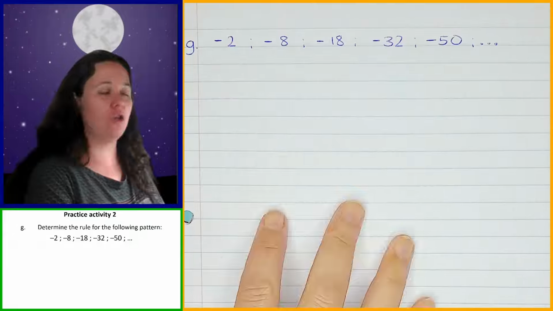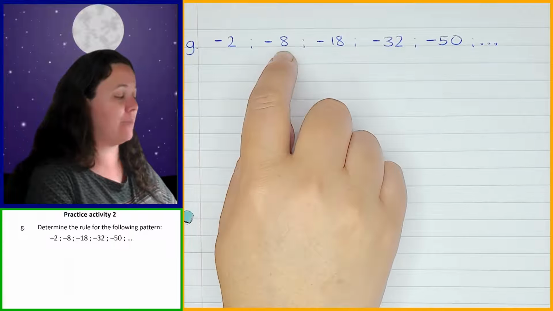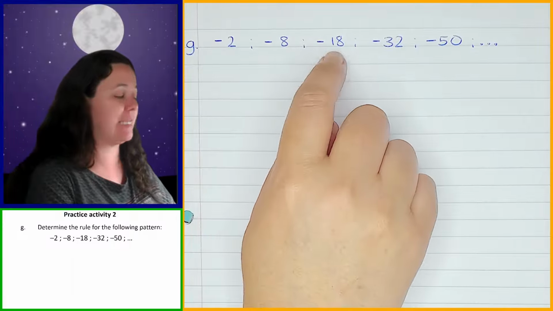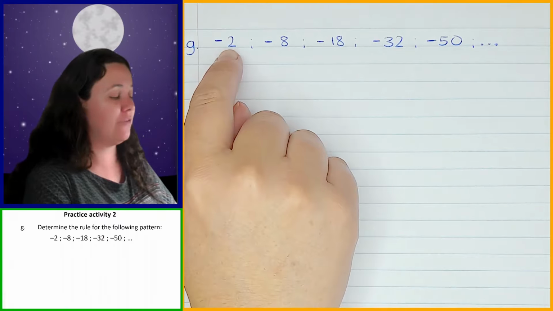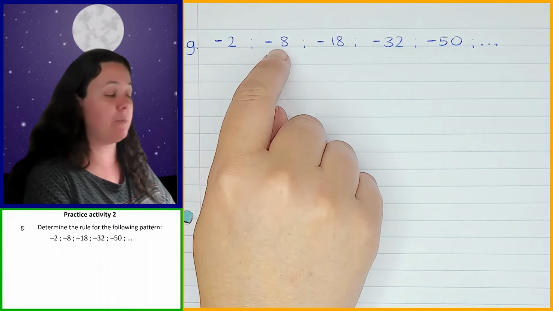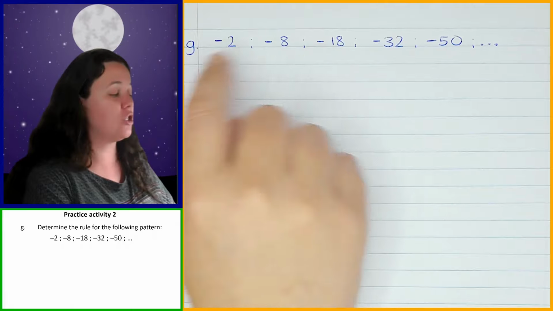Okay, so first of all, over here, -2 to -8, I am subtracting 6, and then from -8 to -18, I'm subtracting 10. So that's not the same, so it's not a constant difference. Now let's check if there's a constant ratio. So to get from -2 to -8, I can multiply by 4, but if I multiply by 4, I'm not going to get -18 over here. So it's not a constant ratio.